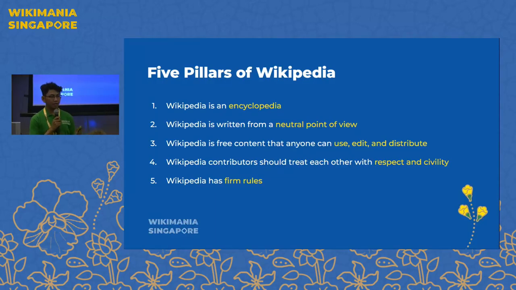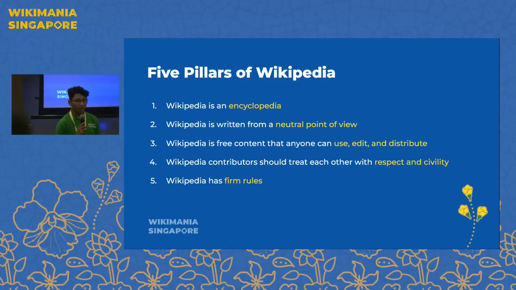On Wikipedia, there are 5 pillars of Wikipedia. So Wikipedia is an encyclopedia, unlike other websites. Wikipedia is a project of the Wikimedia movement that focuses on the encyclopedia. So everything posted on Wikipedia should be like an article with encyclopedia vibes. And then the second pillar is that Wikipedia is written from a neutral point of view. So anything written in Wikipedia should have the pros or cons.